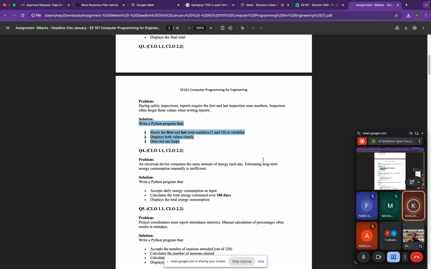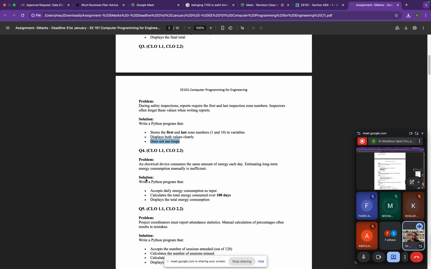Okay? By loop here, does it mean like the zones between 1 and 10? That's the loop? Yeah, that's a loop. If you have to display all the zones, that's a loop. So you just have to display the first and last one. Okay. It says display both the values clearly. Do not use the loop and print everything. Just display both. Maybe in the exam I'll remove this.